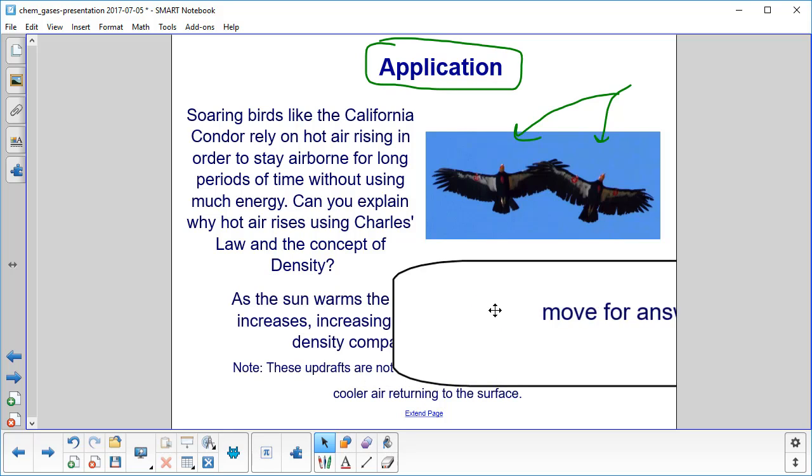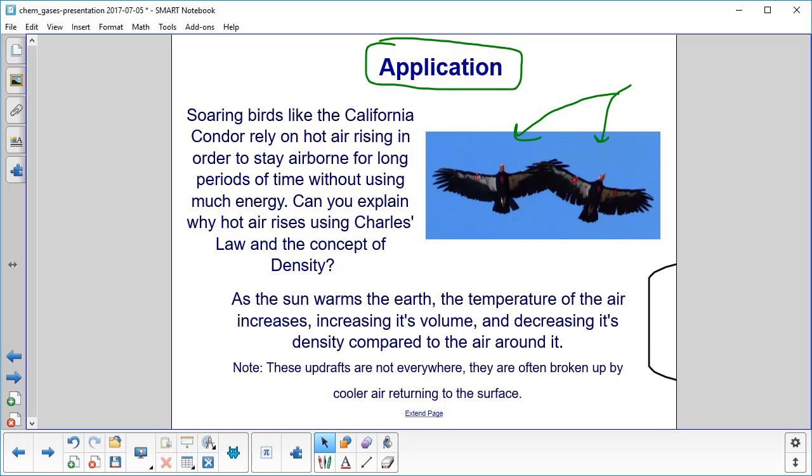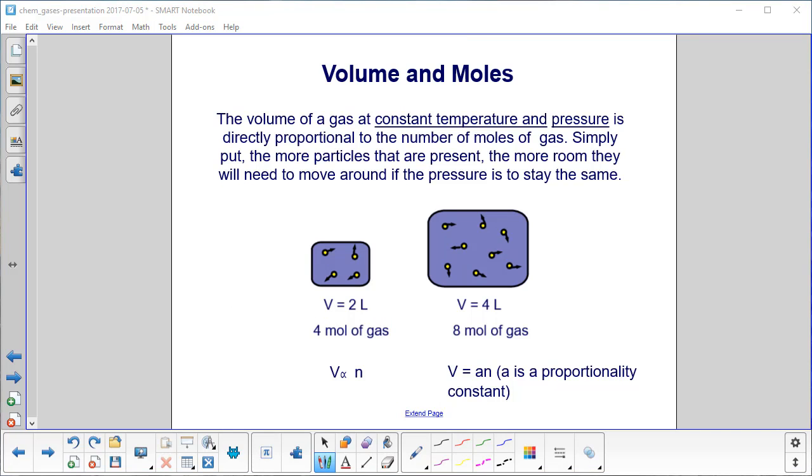Okay, here we go. Let's move this off to the side. As the sun warms the earth, the temperature of the air increases. That increases its volume. Therefore, its density is decreased compared to the air around it. Now, these updrafts, that means the warmer air goes up. They're not everywhere, and they're often broken up by cooler air returning to the surface, right? Because if the air just kept going up, we'd wind up with no air. But the higher it goes, it cools down, comes back down, and you get downdrafts, and the condors are pretty good at figuring that out.